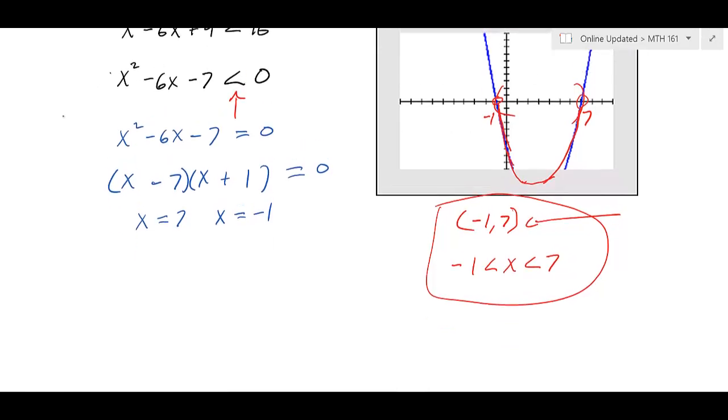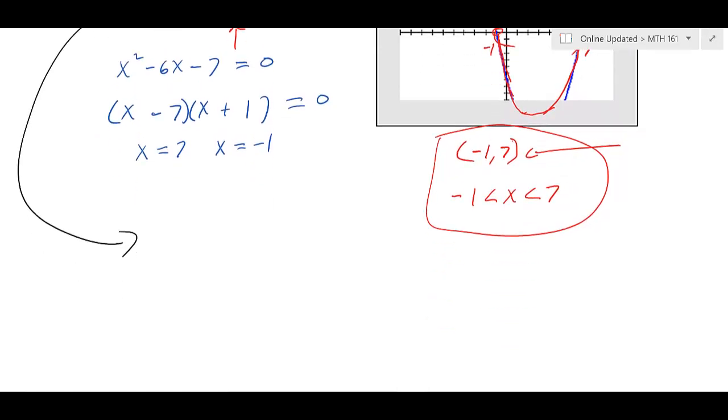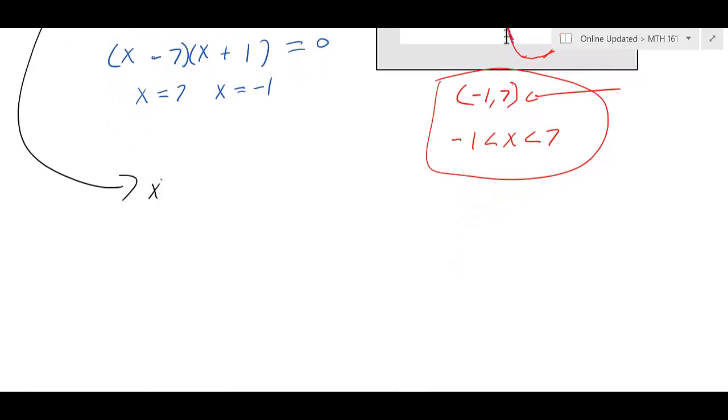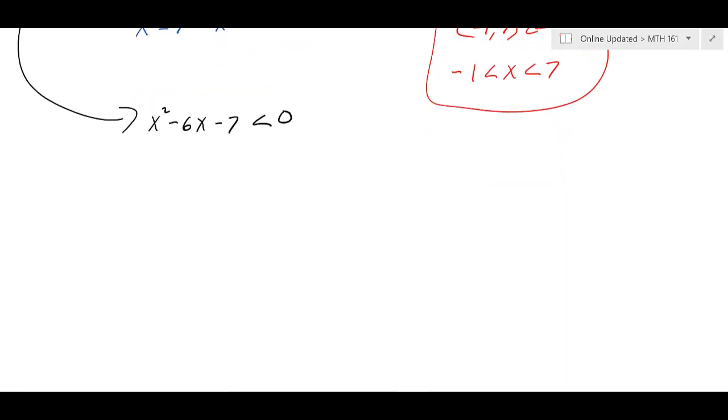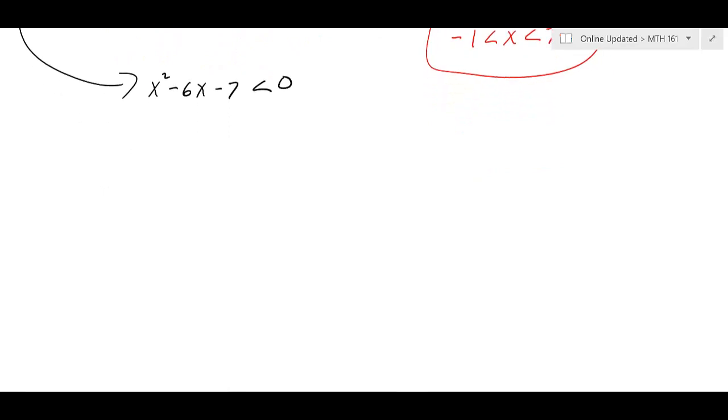So I'm going to go ahead and bring down the inequality here, which would be our x squared minus 6x minus 7 is less than 0. So the first step again is we want to set the inequality to 0. So we've already done that. And then we're actually going to factor and find out what is basically going to make this 0. So we're going to factor just like we would normally.